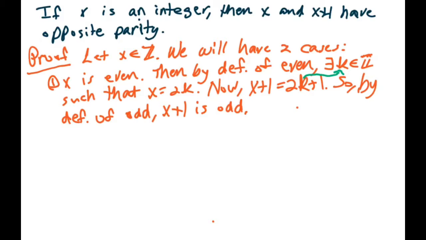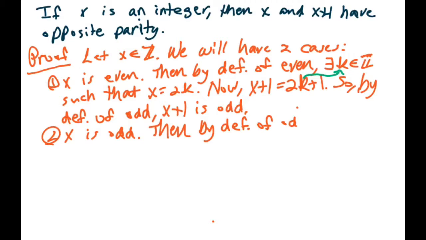And so therefore they have opposite parity. So when x is even, x plus 1 is odd. All right, so that was one case. All right, the next case is x is odd. And so then, by definition of odd, there exists a k. Now you might wonder, can we use the same k?